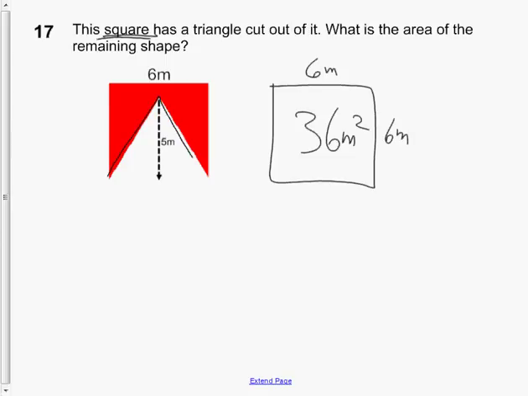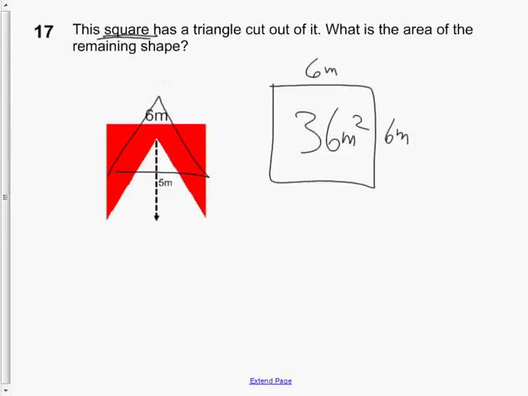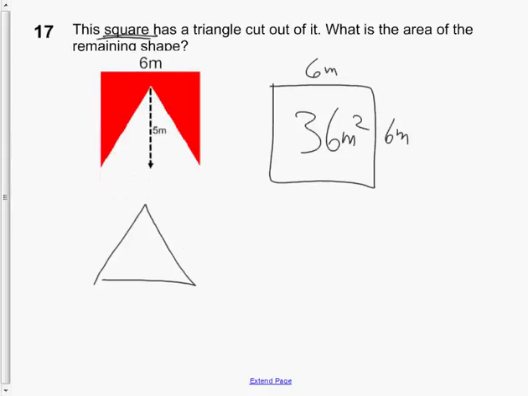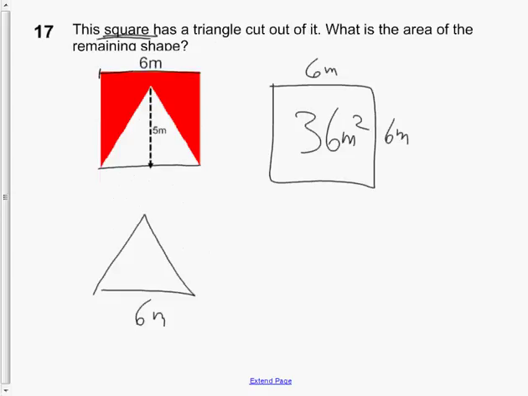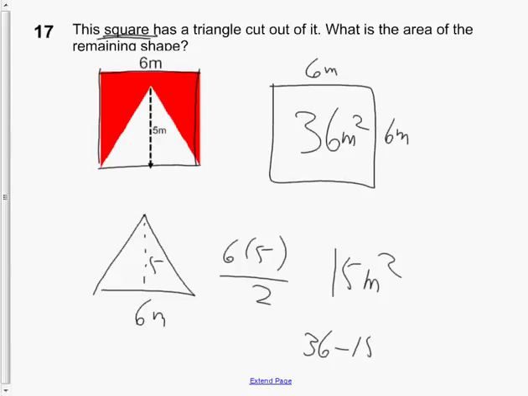This triangle was cut out of it. And the triangle, obviously, this is still 6 meters from here to here because it's a square. So that's 6 meters. The height of that is 5. So 6 times 5 divided by 2 would be 15 square meters. So 15 square meters were cut out of a square that was 36 meters. So the work you needed to show was 36 take away 15 equals 21 square meters remain. Okay? 21 square meters of red square remain.